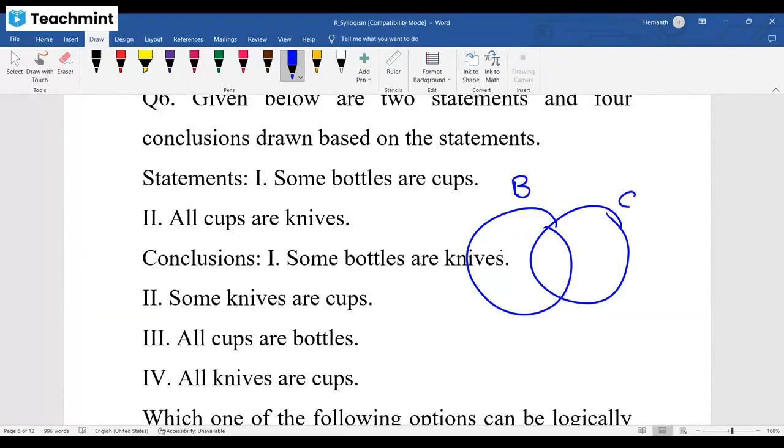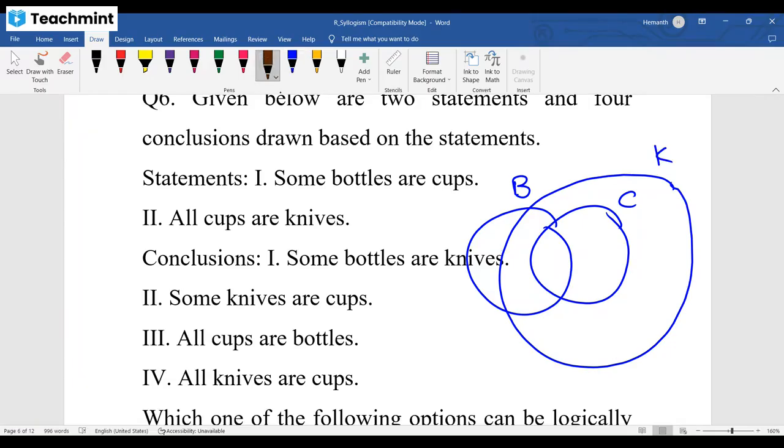Some bottles are cups, all cups are knives. This is the basic diagram which will come to your mind. Now, which conclusion is true here? First one, is it true or false? Some bottles are knives. True or false? Yes. Second one, some knives are cups. Yes. Of the entire knife, some part is occupied by cup.